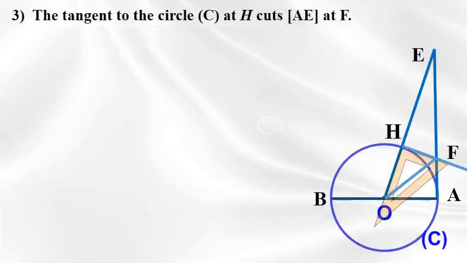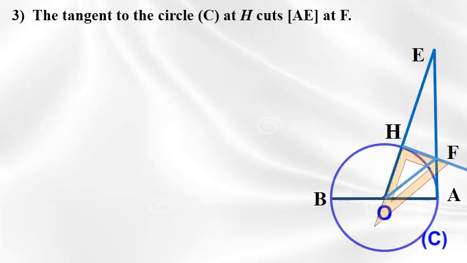The tangent to the circle C at H cuts AE at F. So we have to draw another tangent to the circle C that cuts the circle C at H. Because as we said previously, the tangent to the circle cuts the circle only by one point and perpendicularly to the radius of the circle.